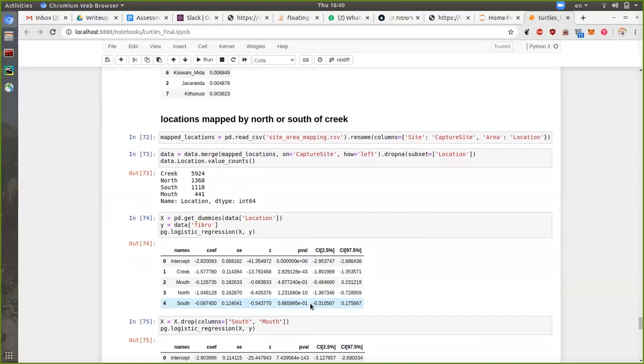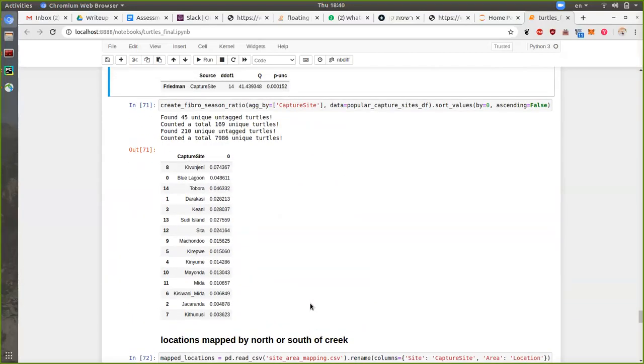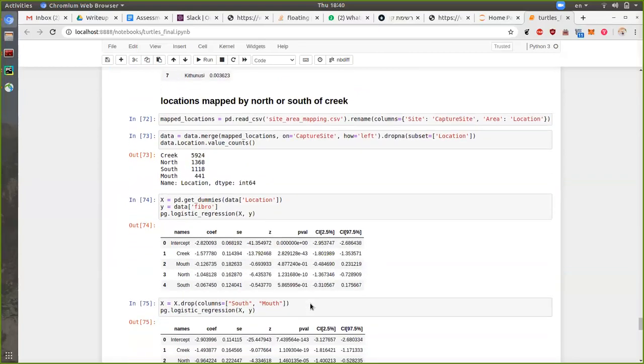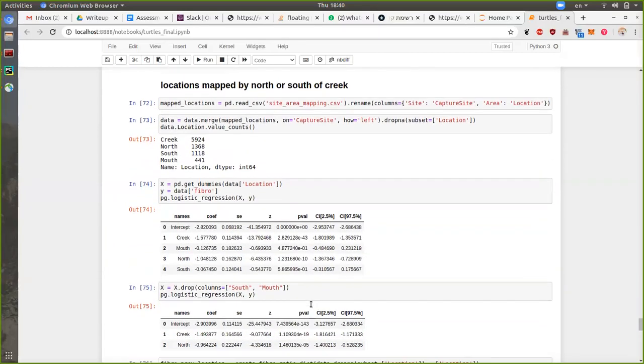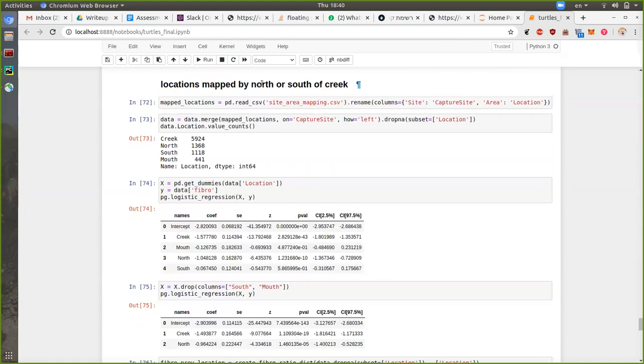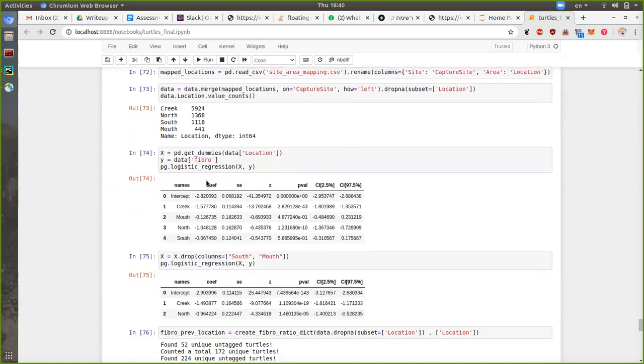Let me just go back to those capture sites there. I just want to have a quick look. Okay, that's prevalence, right? Yes. Prevalence. And this here is not a good title, but this here is the logistic regression. And here there's still not ANOVA. No, this is just logistic regression on the location.